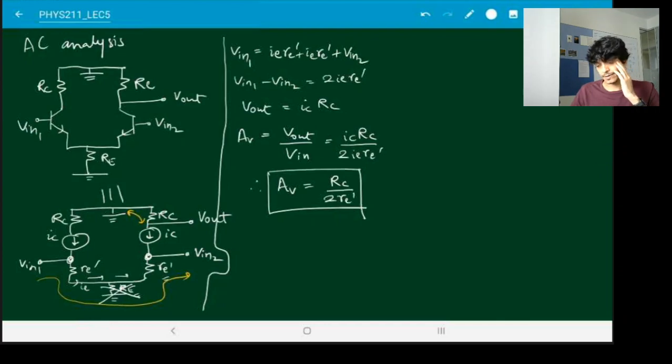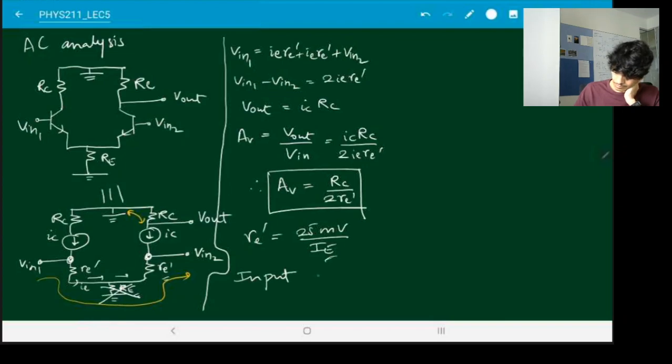So if you know what your collector resistance is, and if you know RE prime, how do we know what RE prime is? Once again, same way as before, RE prime is 25 millivolts divided by the DC emitter current. So you know all these quantities: you know IE from the DC analysis, you know RC based on what your circuit is built. So this tells you what the voltage gain is.